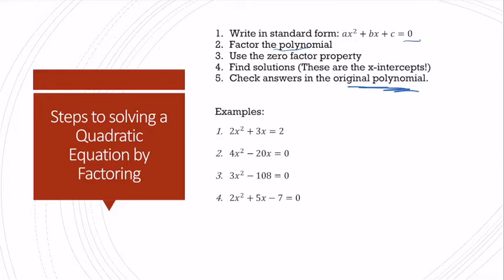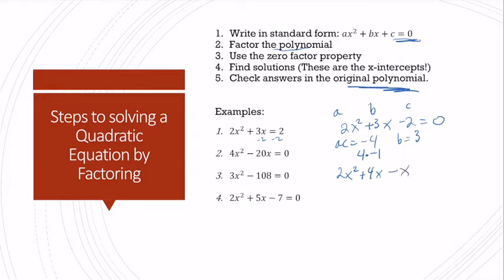So let's look at number 1. I have 2x squared plus 3x equals 2. But I need to make this in standard form, so I'm going to subtract 2 from both sides. Now I'm going to solve this by factoring. I want to know what are the factors of AC, which is negative 4, right? Because here's A, B, C, that add up to B, which is 3. And the factors of AC that add up to B are going to be 4 times negative 1. So I've got 2x squared plus 4x minus x minus 2 equals 0.